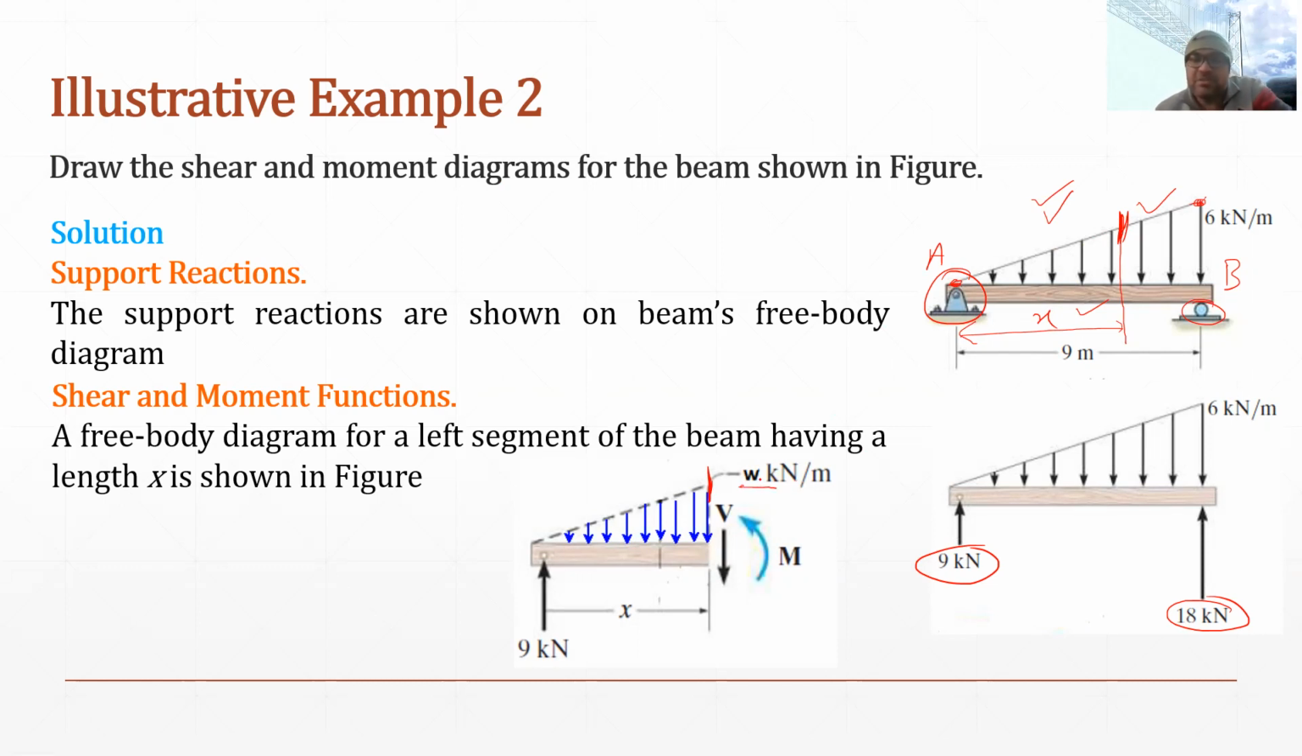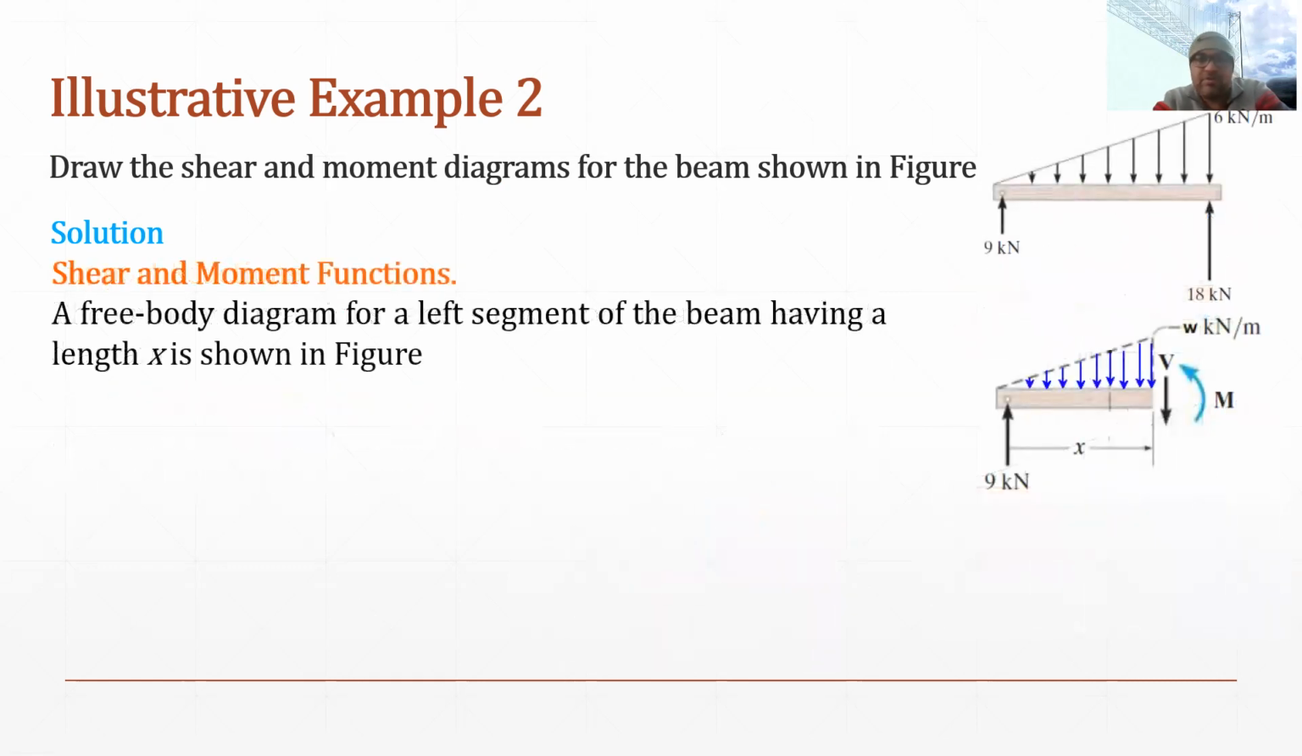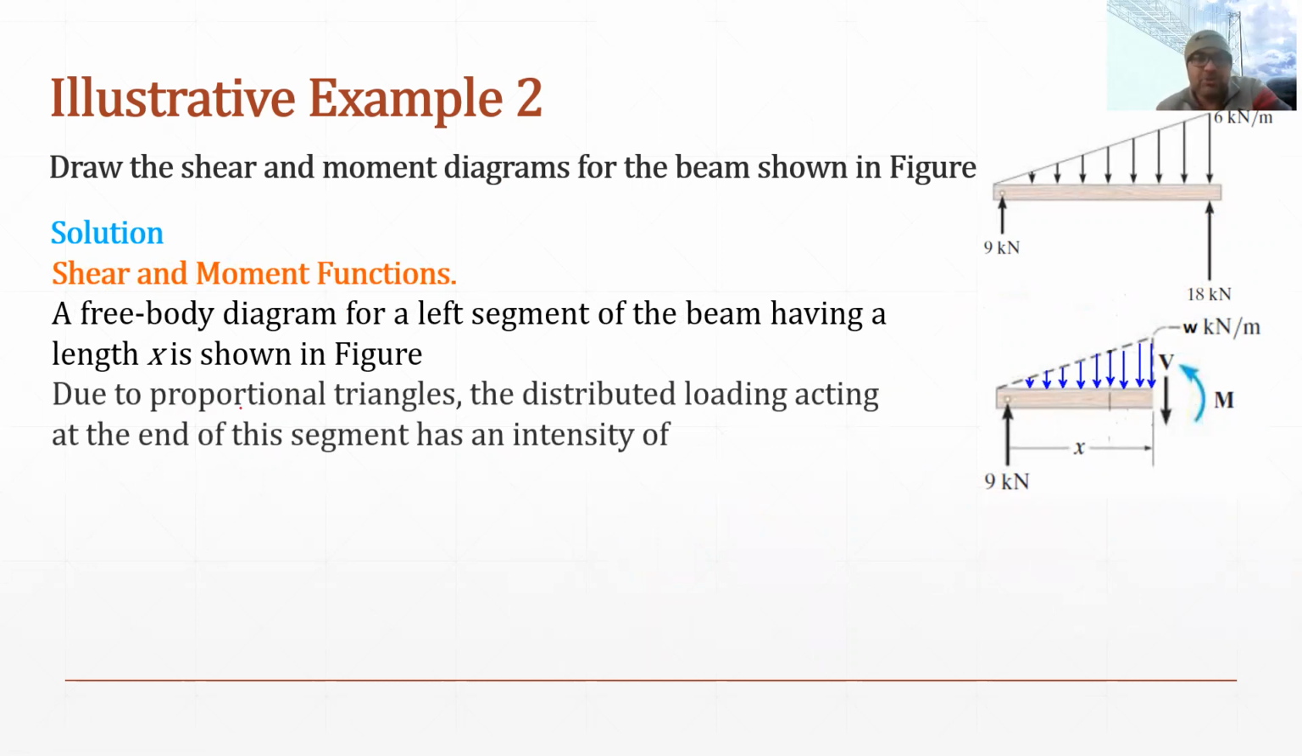But we can find out this intensity using the proportional triangle diagram, because I will show you the same here. As I said, due to the proportional triangles, the distributed loading acting at the end of this segment has an intensity, because you can see this is a right triangle and this is also a right triangle. So these are the proportional diagrams. Using their proportion, we can easily find out the value of W.